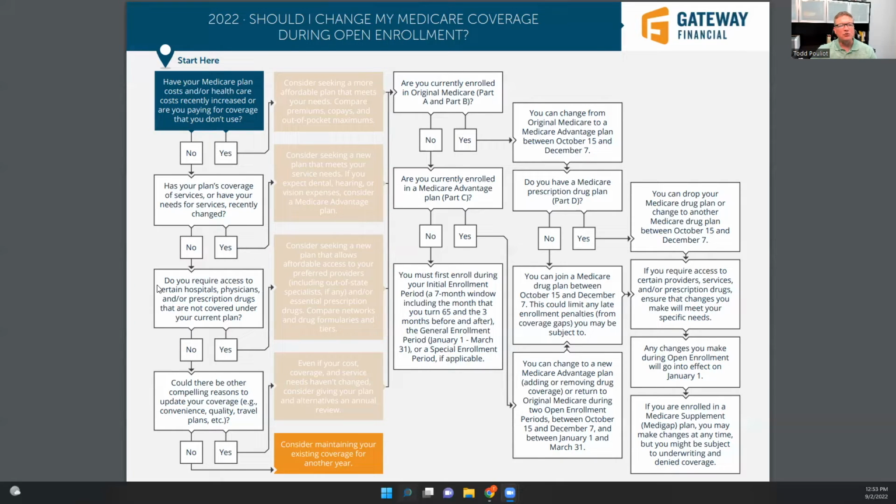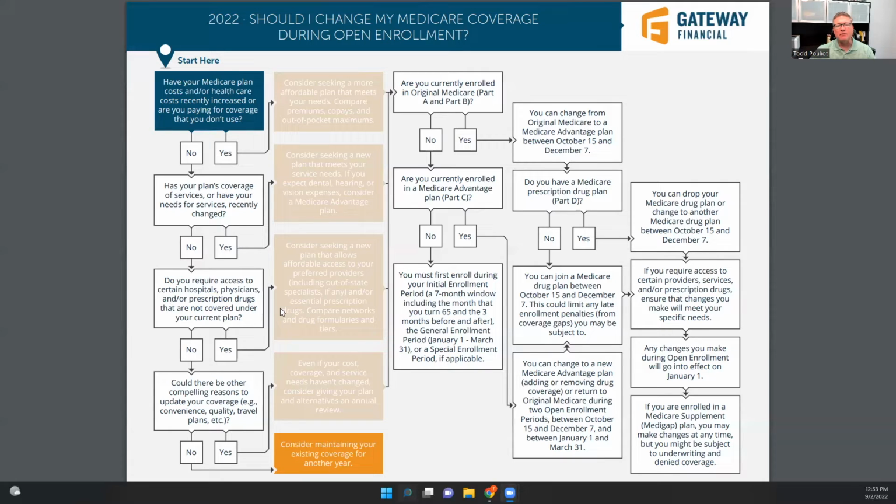So again, do you require access to certain hospitals, physicians, and/or prescription drugs that are not covered under your current plan? Again, if that answer is yes, consider seeking a new plan, including out-of-state specialists, if any.